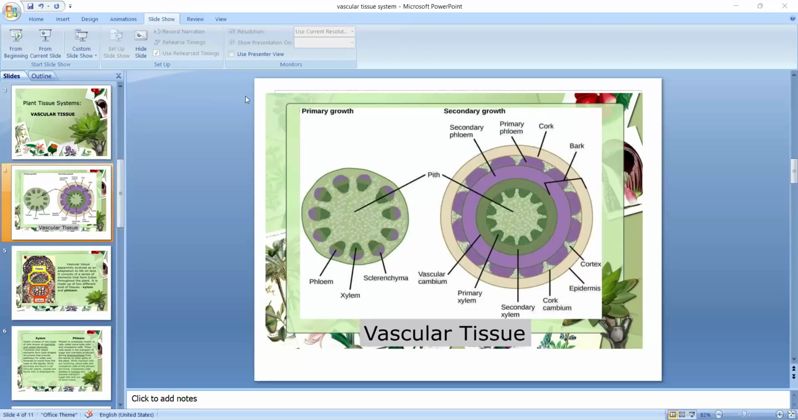Xylem consists of two types of cells known as tracheids and vessel elements. Tracheids and vessel elements form tube-shaped structures that provide pathways for water and minerals to travel from the roots to the leaves. While tracheids are found in all vascular plants, vessels are found only in angiosperms. So note this point: vessels are found only in angiosperms.